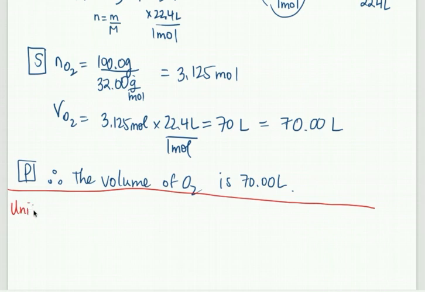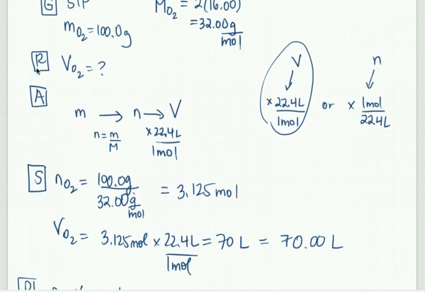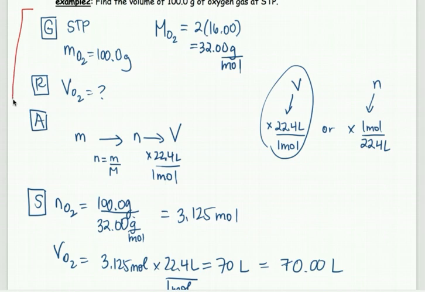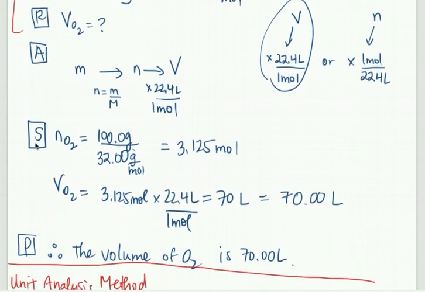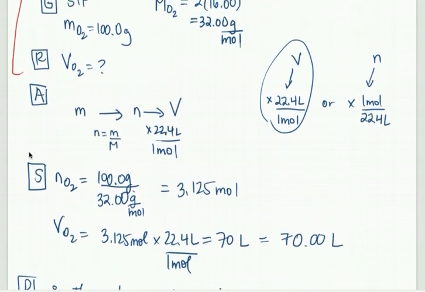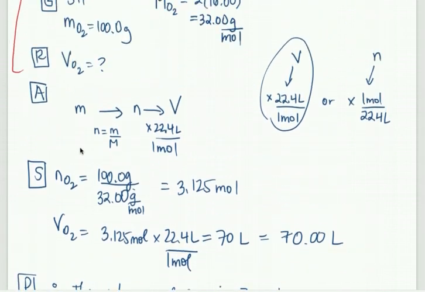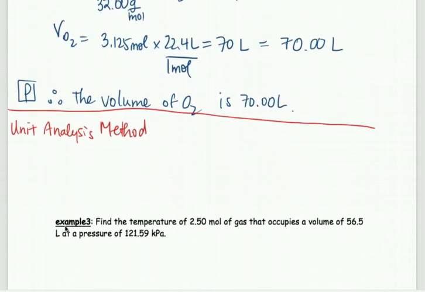Here's how to do it if you want to use the unit analysis method. Your given and required steps are still the same, so make sure you get these all written out. But your plan and your solving step are all one. Your goal here is to get the volume of oxygen.